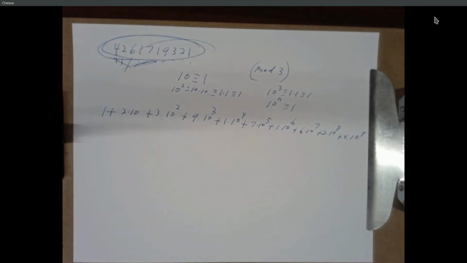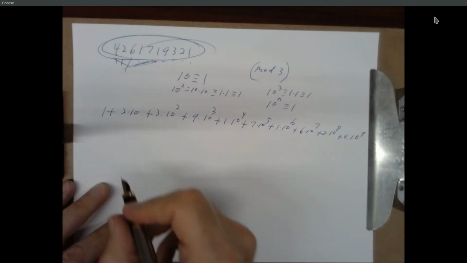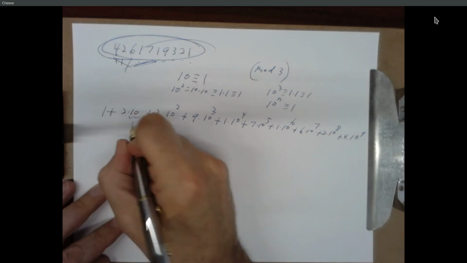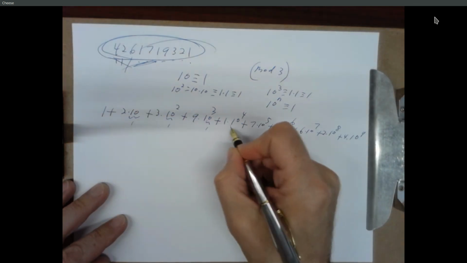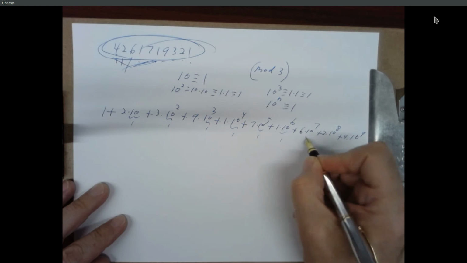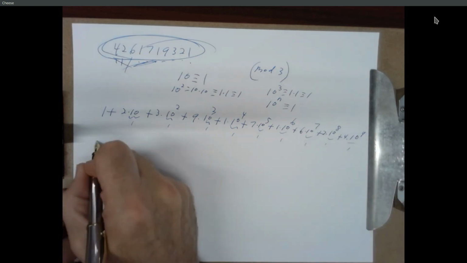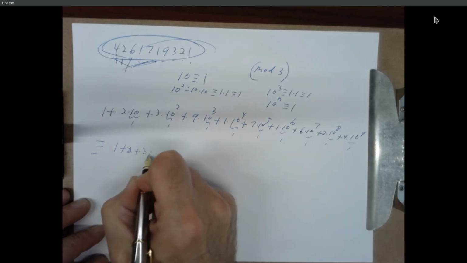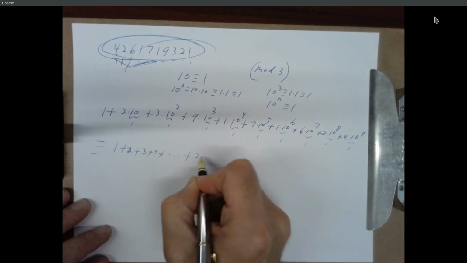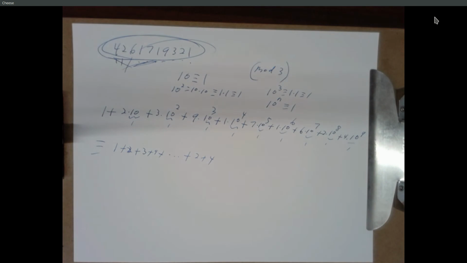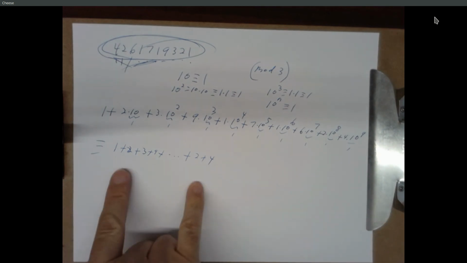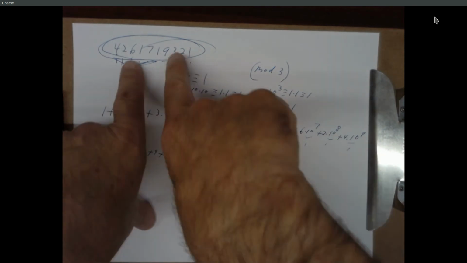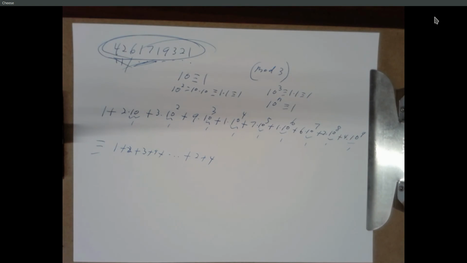That's why it also works for 9. So if I'm going to work modulo 3, I can replace this with a 1, this with a 1, this with a 1, and so on. And so this whole thing is congruent to 1 plus 2 plus 3 plus 9. Just the sum of the digits. If the sum is divisible by 3, then the big long sum, which is this number, is divisible by 3.